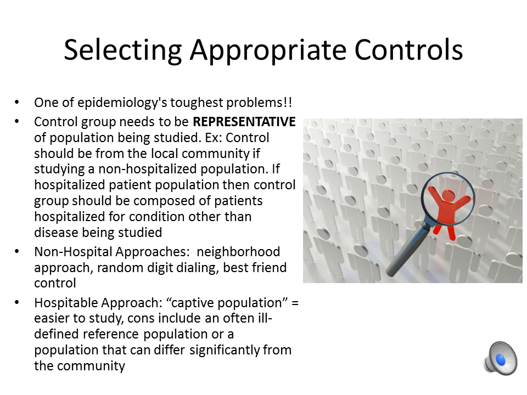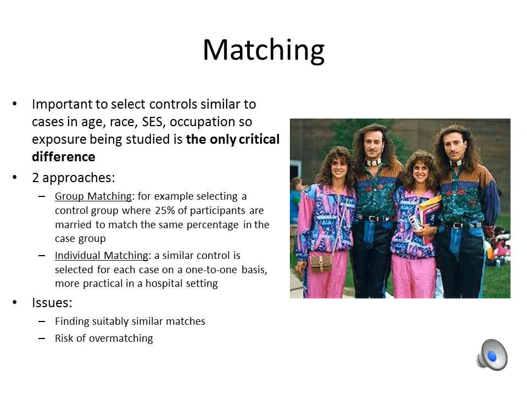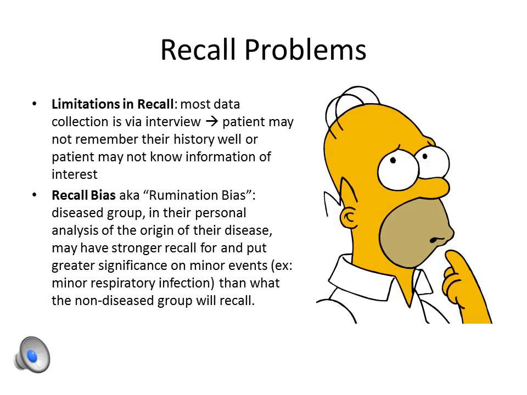It is important to match case control study subjects between the disease cases and the control group regarding such factors as age, race, socioeconomic status, and occupation, so the exposure being studied is the only critical difference. Approaches include group matching, which uses percentages such as marriage rates to match the two groups, or individual matching, in which similar controls are selected on a case-by-case basis.